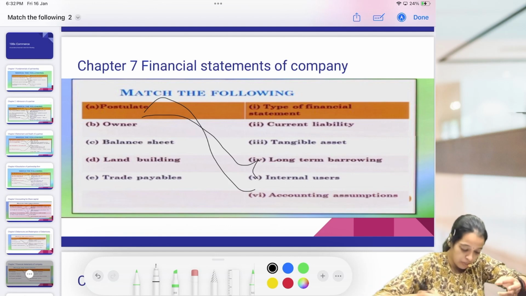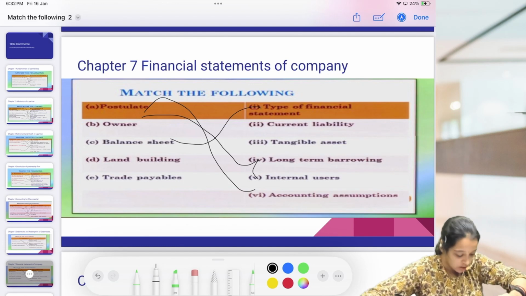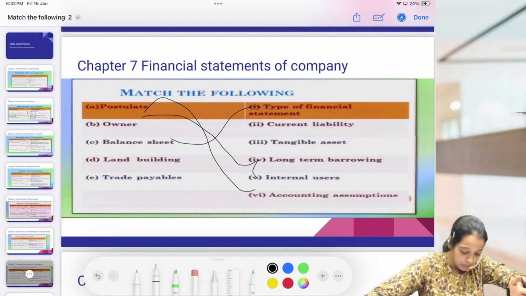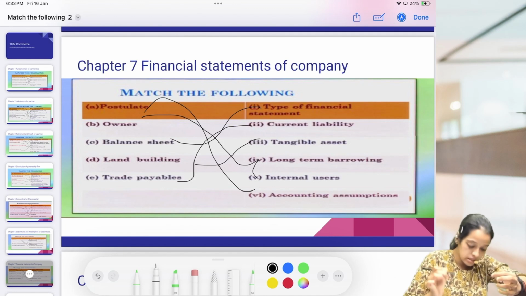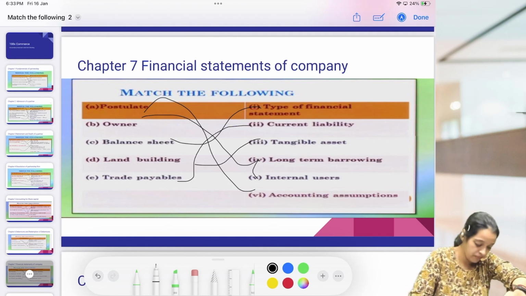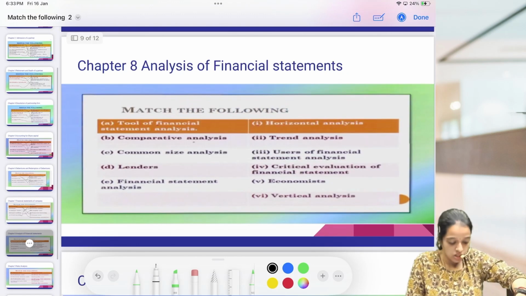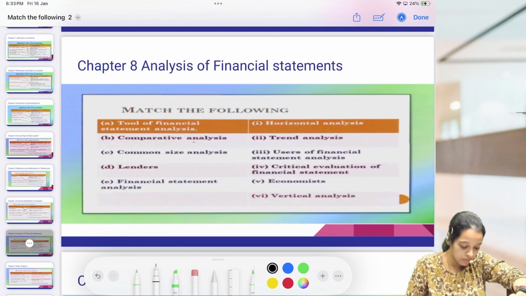Owner is nothing but he is going to be the internal user of the accounting information. Balance sheet, so balance sheet is one of the types of financial statements. Land and building is a tangible asset. Trade payables is current liability. Okay, coming on to the 8th chapter, analysis of financial statements.